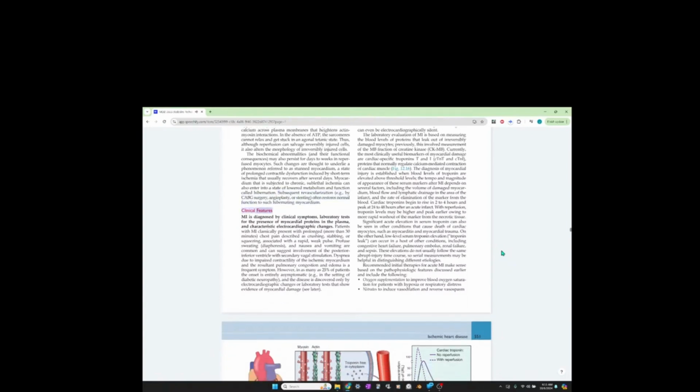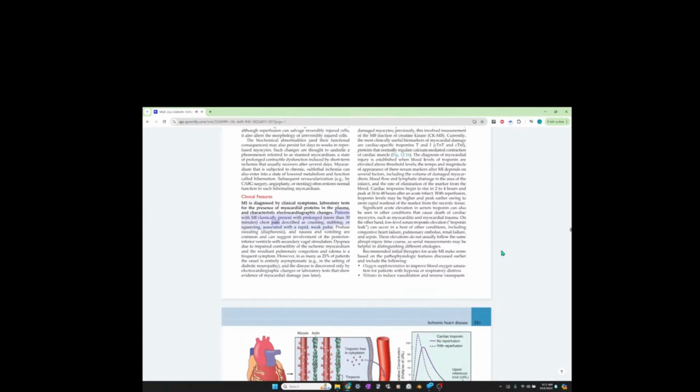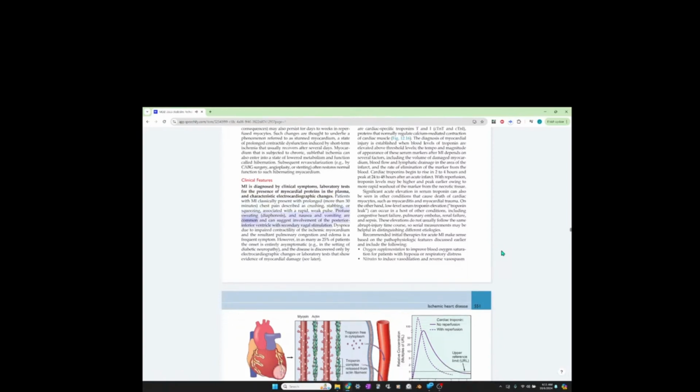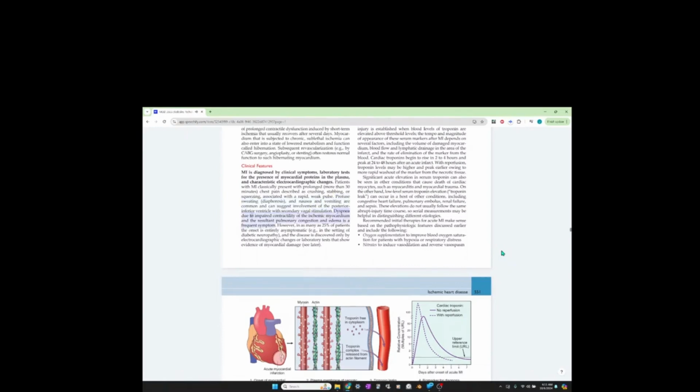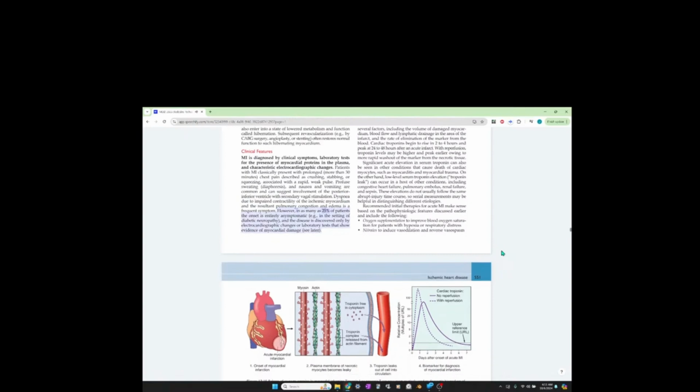Clinical features. MI is diagnosed by clinical symptoms, laboratory tests for the presence of myocardial proteins in the plasma, and characteristic electrocardiographic changes. Patients with MI classically present with prolonged chest pain described as crushing, stabbing, or squeezing, associated with a rapid, weak pulse. Profuse sweating and nausea and vomiting are common and can suggest involvement of the posterior or inferior ventricle with secondary vagal stimulation. Dyspnea due to impaired contractility of the ischemic myocardium and the resultant pulmonary congestion and edema is a frequent symptom. However, in as many as 25% of patients the onset is entirely asymptomatic, and the disease is discovered only by electrocardiographic changes or laboratory tests that show evidence of myocardial damage.